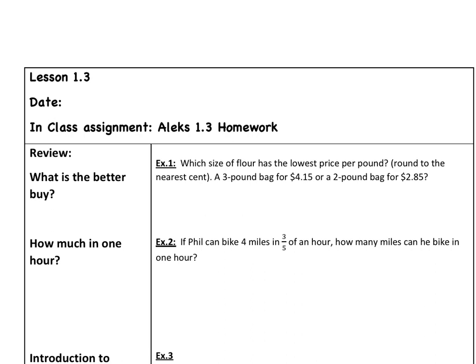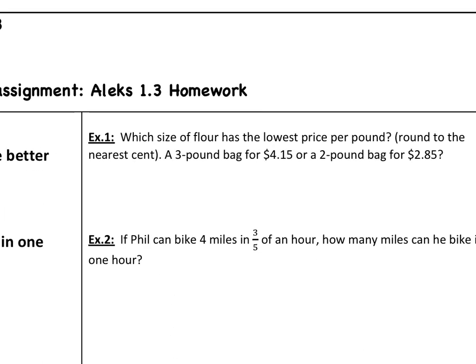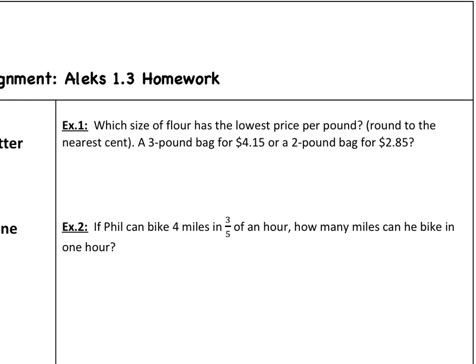So you should be able to do these two problems on your own, right? Go ahead and in the next 3 minutes, just hit pause and set these two problems up. Let's see if you can do those. Okay? All right. So you're going to compare unit rates, which one's the lower price per pound, and you're going to see if you can come up with a unit rate for the bike ride. Okay, go.